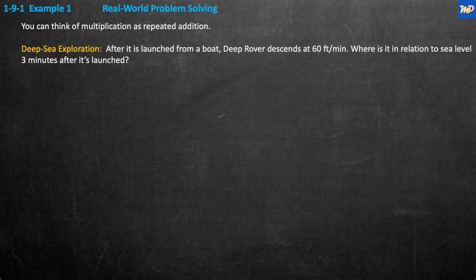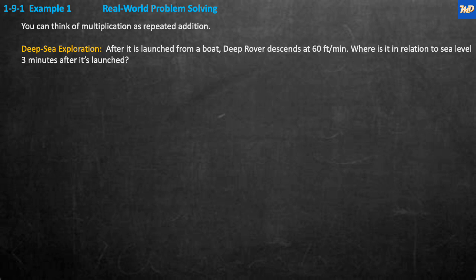Okay, for example 1, we have a real-world problem to solve. Well, it looks like it'll probably be pretty easy. You can think of multiplication as repeated addition, just like we did in the previous slide. We multiplied 2 numbers and we did it by adding. So here, a deep sea exploration. After it is launched from a boat, a deep sea rover descends at 60 feet per minute. Where is it in relation to sea level 3 minutes after it's launched?